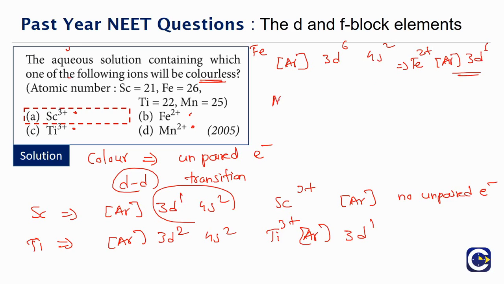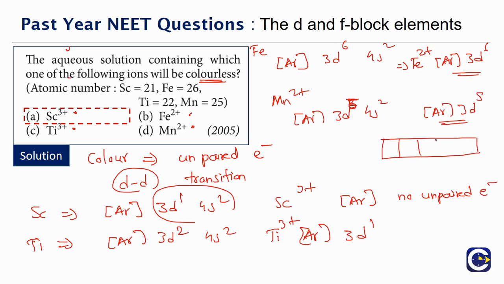Then we have manganese 2 plus. So what is the manganese arrangement? It is argon 3d5 4s2, that is manganese. Manganese 2 plus means argon 3d5 it becomes. So this also will have unpaired electrons. While we fill the 5 electrons into the d orbitals, how do we fill them? We have 5 d orbitals. We have to fill one in each with parallel spin. That's it. Means we have 5 unpaired electrons. So the only place where we don't have any unpaired electrons is scandium 3 plus. Hence, that is going to be colorless in the aqueous solution.